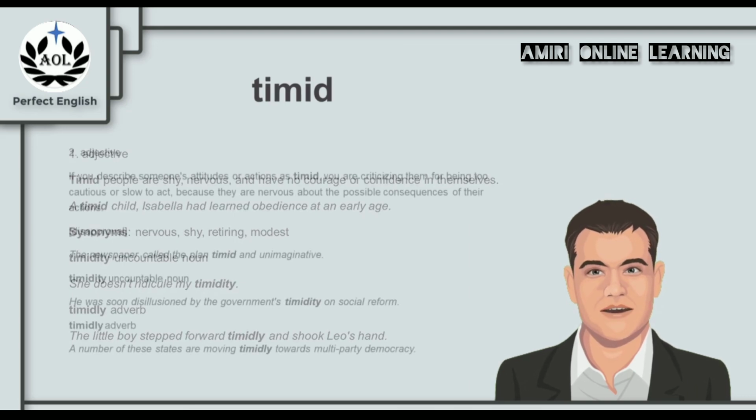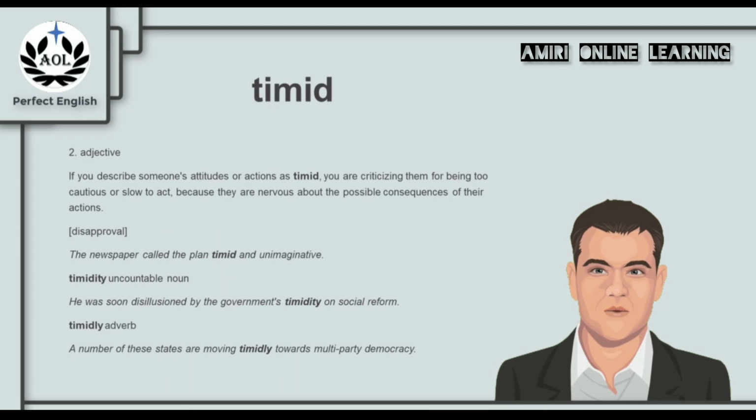And timid can also be used in a different context, and the meaning here is a little bit different. The first time it was a neutral word, you're just describing how a person is like, but this time in this context, you are showing your disapproval and you are criticizing this person. Now, if you describe someone's attitudes or actions as timid, you are criticizing them for being too cautious or slow to act, because they are nervous about the possible consequences of their actions. For example, the newspaper called the plan timid and unimaginative. And that is criticism. That is not a good thing.